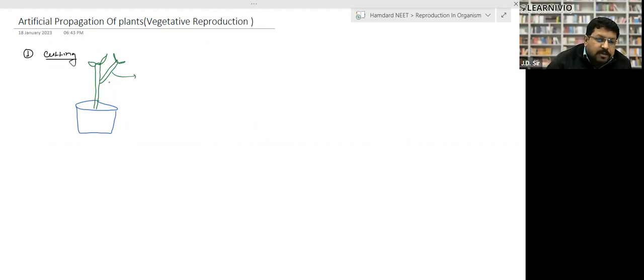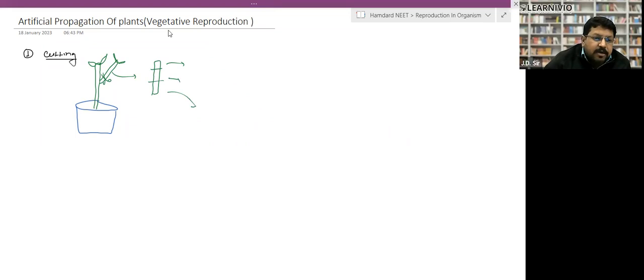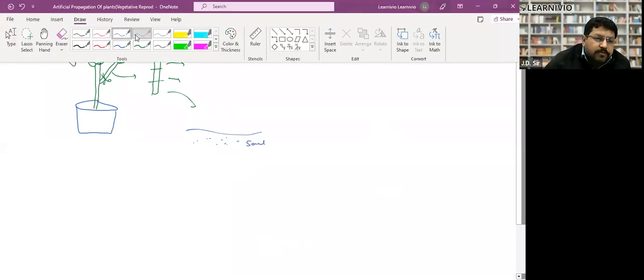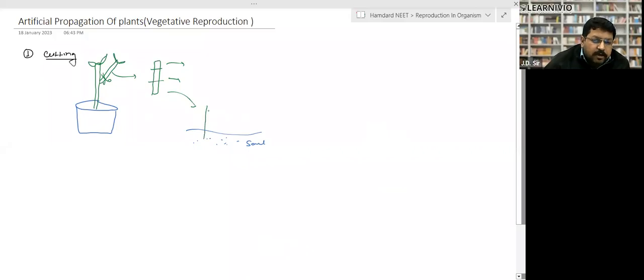This part of the stem is cut down and taken out. After cutting down, we again cut it into three parts, right? These three parts are separately implanted in soil. And you will see that after implanting in soil, after a few days, if you keep giving water and proper environment, the buds will start coming out from all these cutting parts. So these are called cuttings, right?